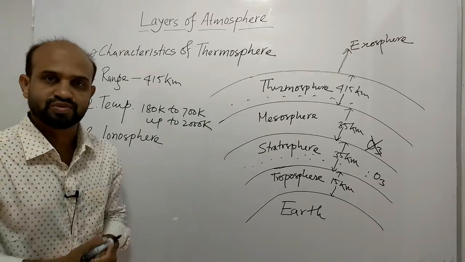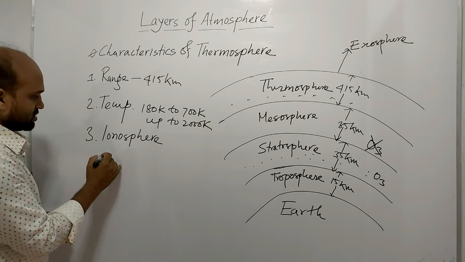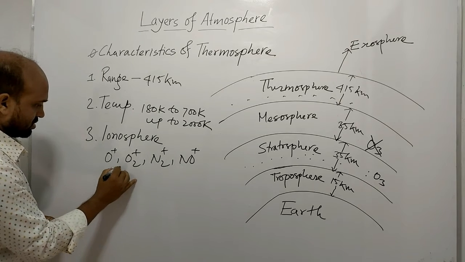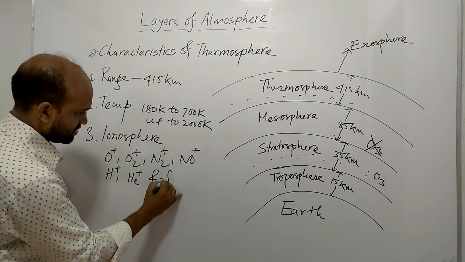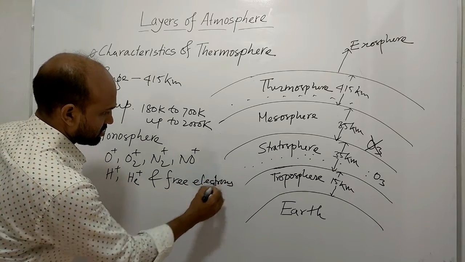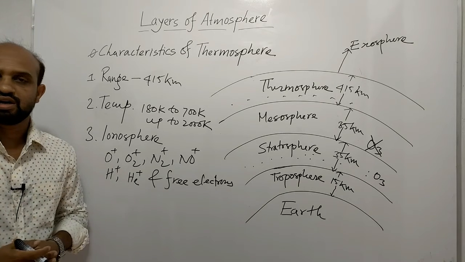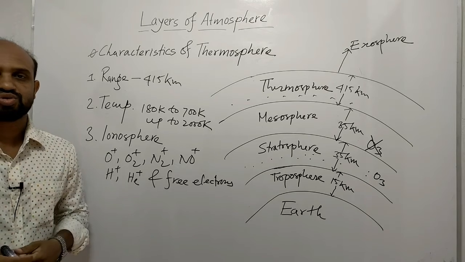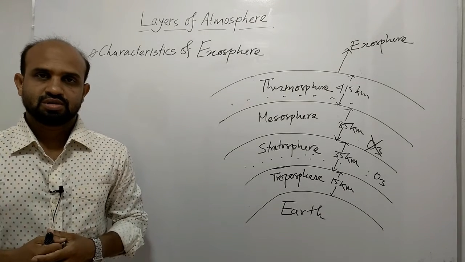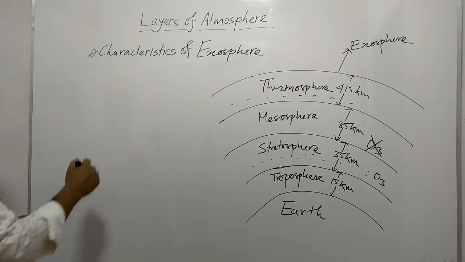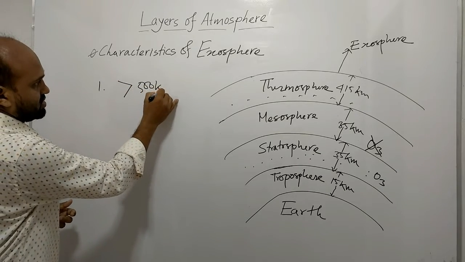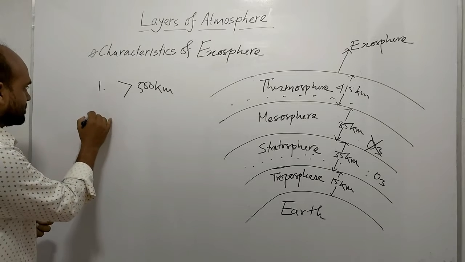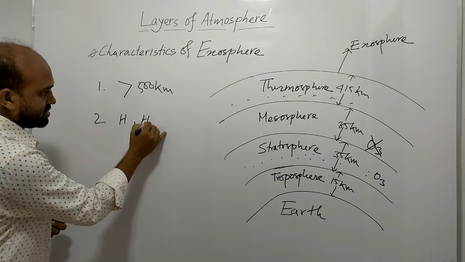And the lower portion of thermosphere is known as ionosphere, because here there are some ions like oxygen, NO plus, hydrogen plus, helium plus, and free electrons. These are formed from the high energy UV rays through photodissociation and photoionization. Let's try to know something about exosphere. Now, characteristics of exosphere, and its range is above 500 kilometers. Exosphere merges with outer space, and here there are some more amount of hydrogen and helium gases.